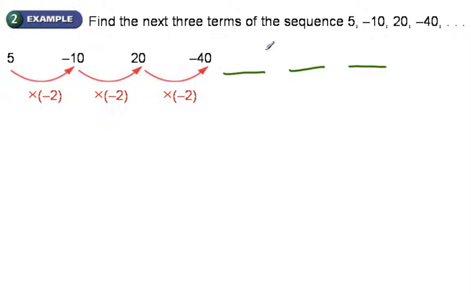So -40 times -2, negative times negative is positive, 40 times 2 is 80. 80 times -2, that's going to be a negative. 80 times 2 is 160. We're going to multiply this one by -2, and this becomes 320. So there you have it, the next 3 terms of the sequence. Now you are going to see problems like this on your EOC, so you definitely don't want to just shrug this off and say, it's baby stuff, because you will need it.